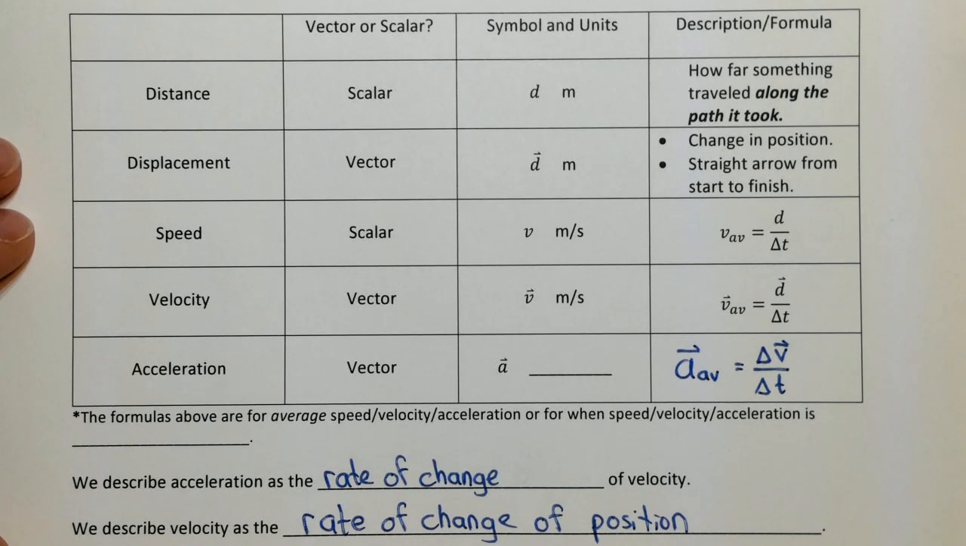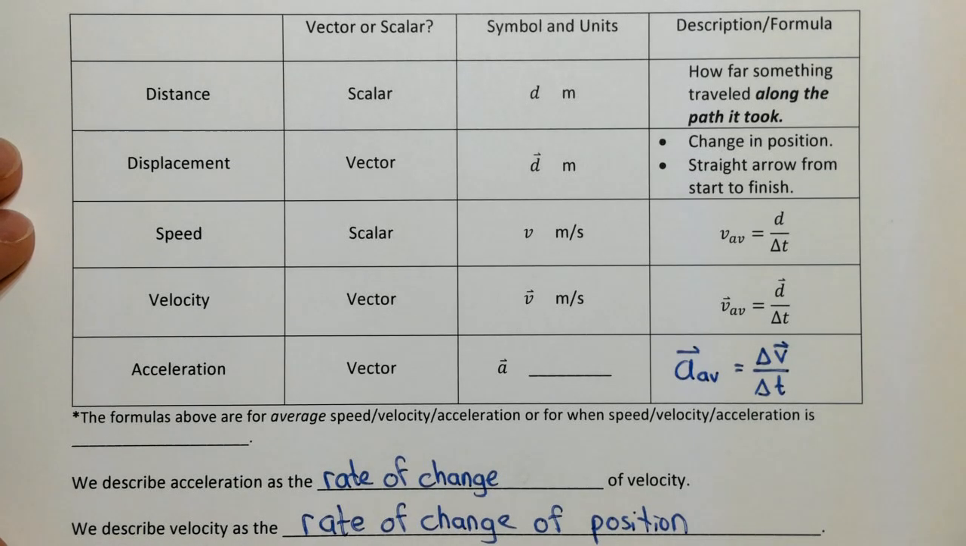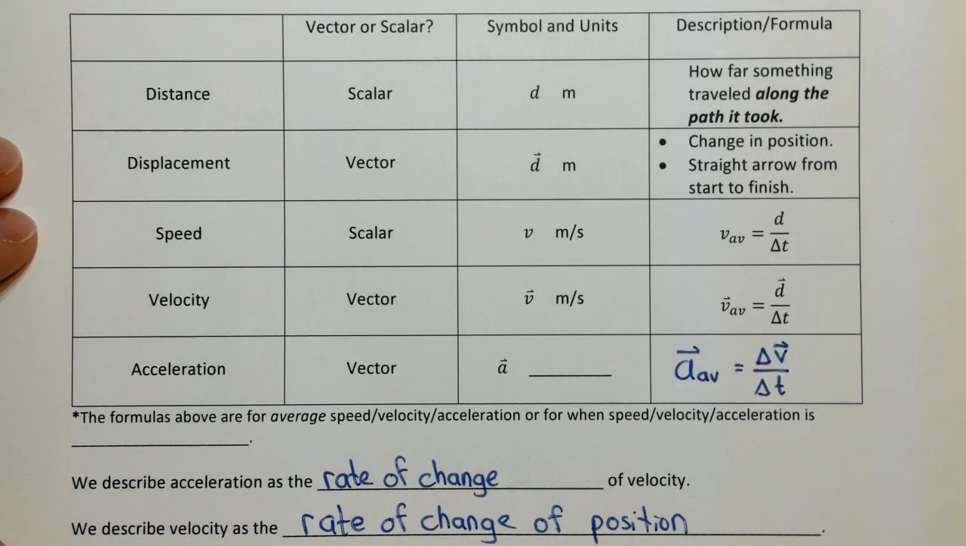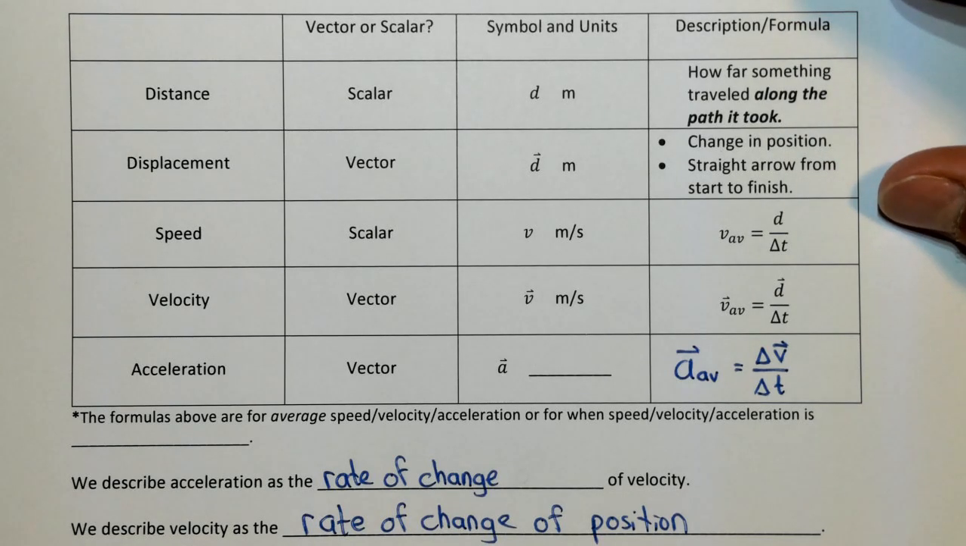The way I like to think about it is if you have an object just sitting there, it has a position, but it has no velocity and no acceleration. When its position starts to change, now it has velocity. And when its velocity changes, it has acceleration. So a change in position means velocity, a change in velocity means acceleration. This pattern or trend appears in a few other ways too. We see it in the units.